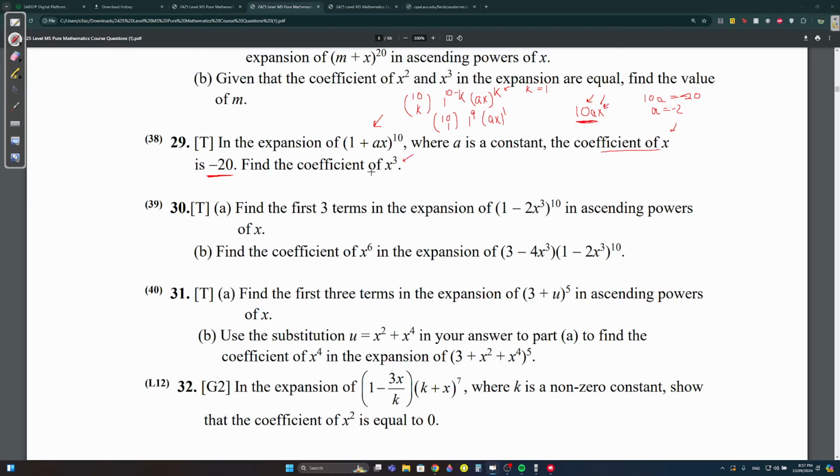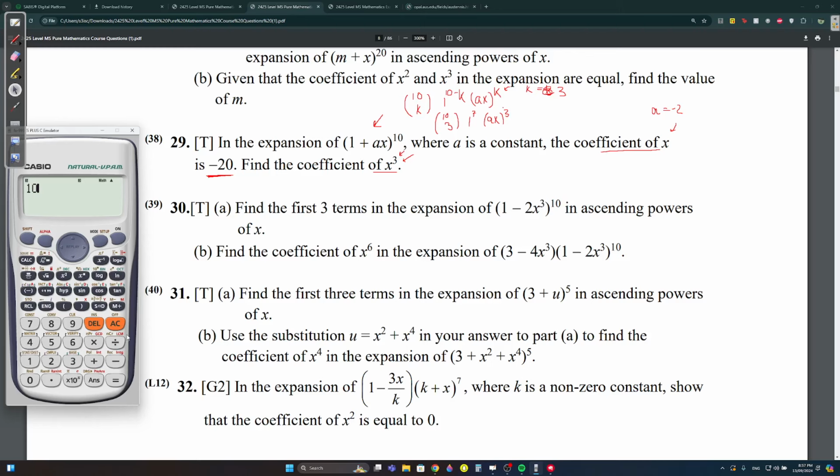Okay, now what do they want? The coefficient of x cubed. Why I'm finding a, now you're going to see why. Let's go back to the general term here. When I have x cubed, when the power of x is 3, k equals 3, right? Let's expand according to k equals 3. 10c3, 1 to the power of 7, ax cubed. 10c3 will be 120, so 120 a cubed x cubed, because the 1 doesn't count. Realize how the coefficient of x cubed is 120 a cubed.